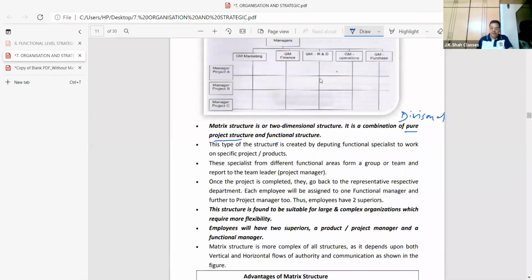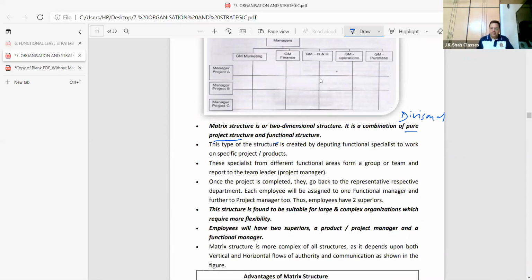This type of structure is created by deputing functional specialists to work on specific project or product. Understand? Meaning what? Tell me, beta. What is the meaning of this? In Mumbai, in 8 coaching classes, the functional specialists were accounts teacher, costing teacher. So we ask them to go to these places and start taking lectures. So see, functional specialists to work on the specific project or products.